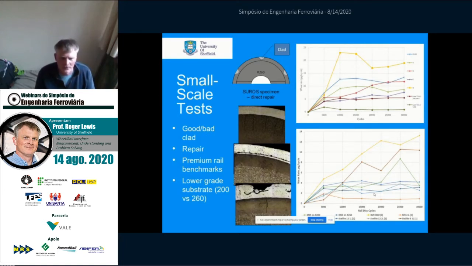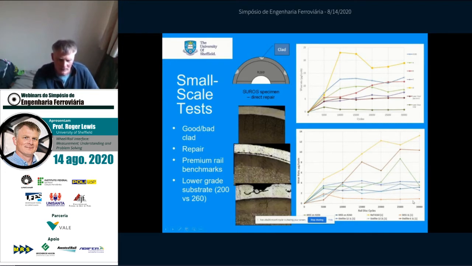So in this case, we tested R200 with a clad layer of martensitic stainless steel, and this gave very good results. So much lower wear rates than, say, for example, R260 on its own. You can see here on the bottom graph, the best performing material we applied was a martensitic stainless steel by some margin. This is at 1% slip.